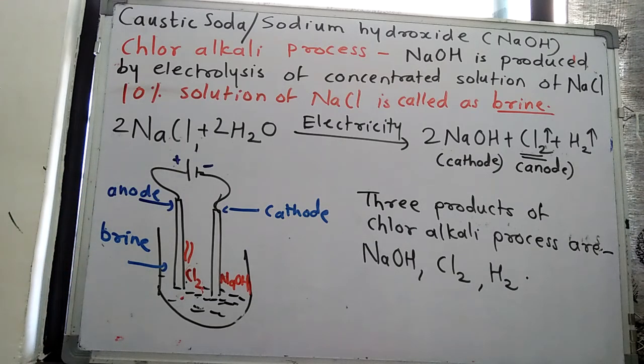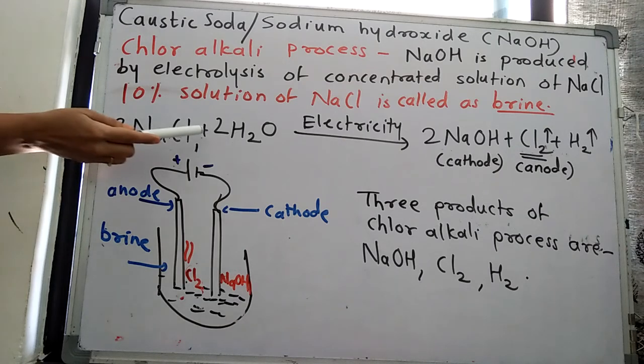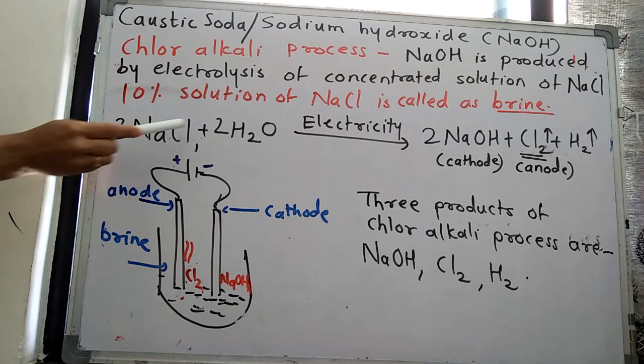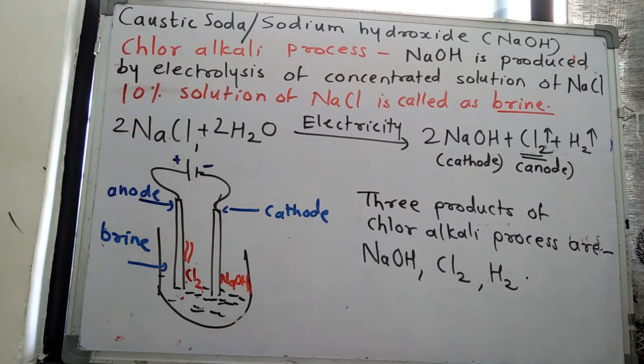Then we will switch on and current will start to pass. So when current passes, it means electrolysis has started. When electric current passes through the brine solution, electrolysis takes place. Then after the electrolysis, this reaction takes place. NaCl plus H2O, this total together is called the brine solution of NaCl. So NaCl plus H2O represents brine.